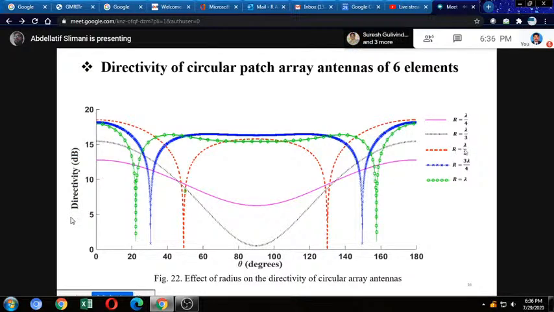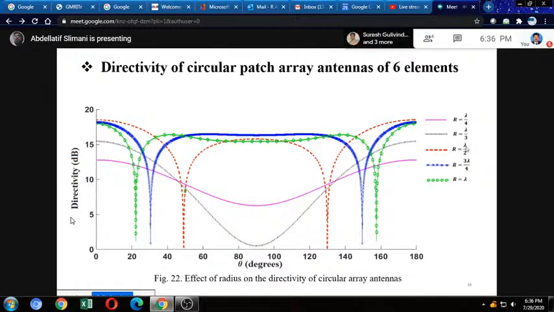And for r equal lambda per 2 in red color, I have the high radiation, the high level for this case. If I increase toward 3 per 4 lambda in blue color, I can observe that the radiation decreases in comparison with lambda per 2, and the same for r equal lambda in green color. So I have the highest radiation at r equal lambda per 2 for the circular array antenna.